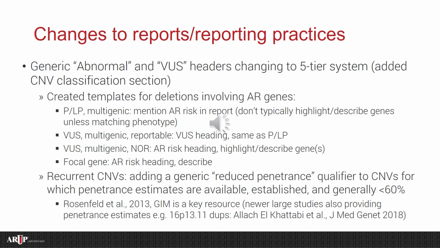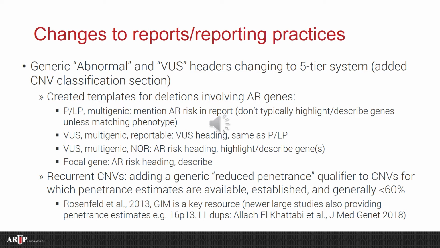And so as we work to implement the new technical standards, we've made changes to our reports and reporting practices to align with new recommendations. For one, we've moved away from solely using more generic language in our report headers to including a 5-tier classification section up at the top of our reports. This has been somewhat challenging to implement for certain variant types, such as deletions conferring autosomal recessive disease risk and the recurrent CNVs. So I wanted to share our approach and how we manage these.